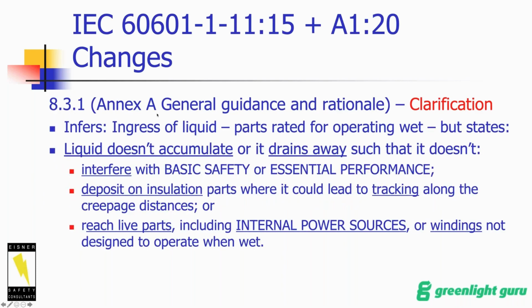So this is in Annex A, general guidance and rationale, but it's really important to be aware of. This clause in Annex A infers ingress of liquids or parts rated for operating wet. Liquid shouldn't accumulate or drain away. It should drain away, basically. So it shouldn't interfere with basic safety or essential performance. It shouldn't deposit on insulation parts or track on creepage, and it shouldn't reach live parts, including internal power sources, which are batteries, basically, or windings not designed to operate when wet. So it shouldn't get wet.